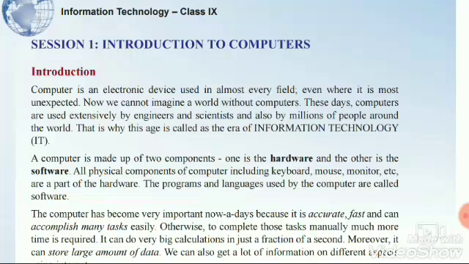A computer is made up of two components. One is the hardware and the other is the software, as you know. All physical components of the computer, including keyboard, mouse, monitor, etc., are a part of the hardware, and the programs and languages used by the computer are called software. A computer has become very important nowadays because it is accurate, fast, and can accomplish many tasks easily. Otherwise, to complete those tasks manually, much more time is required.